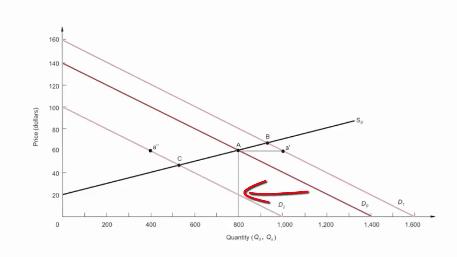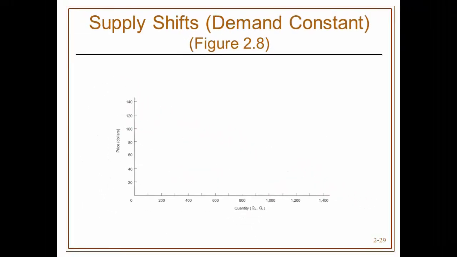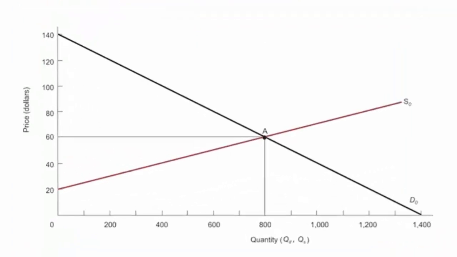If demand drops to D2, then again, at the original equilibrium point A, that $60 price is too high now. There's an excess supply after this reduction in demand. And what's going to tend to happen is the price is going to fall down to point C. Equilibrium will be at point C now. And again, qualitatively, that's at a lower price and a lower quantity. On the other side, there may be supply shifts where the demand curve stays constant. So there's my D0, S0 equilibrium again, $60 price.